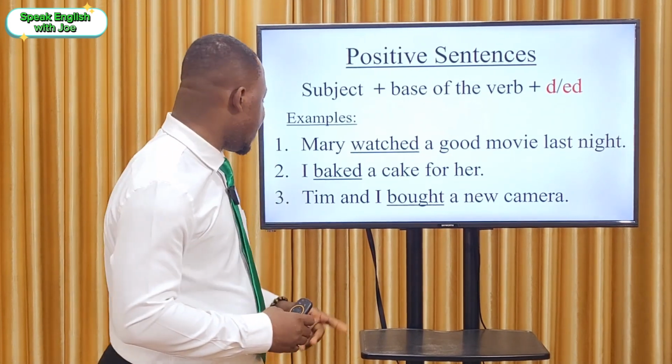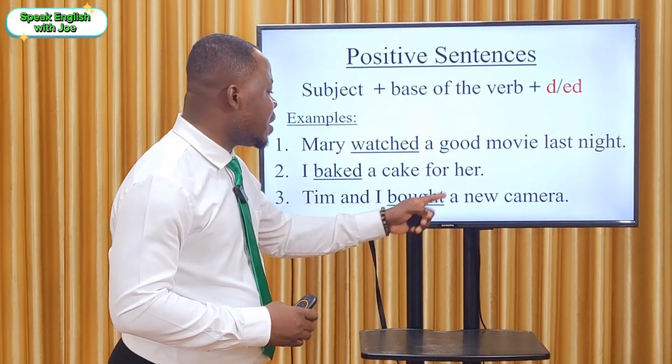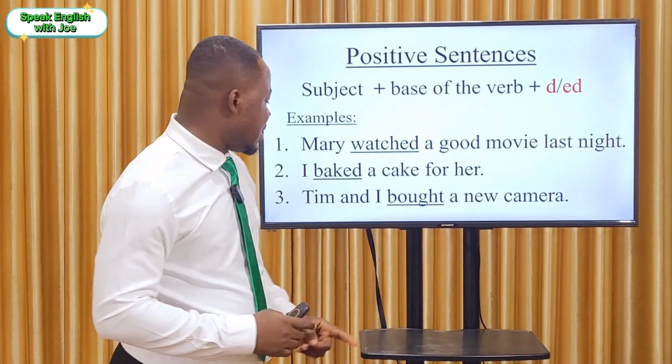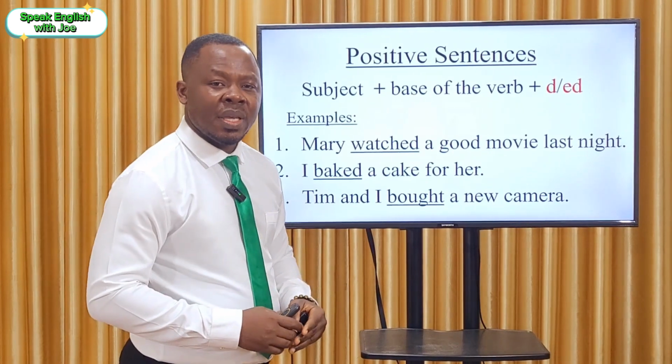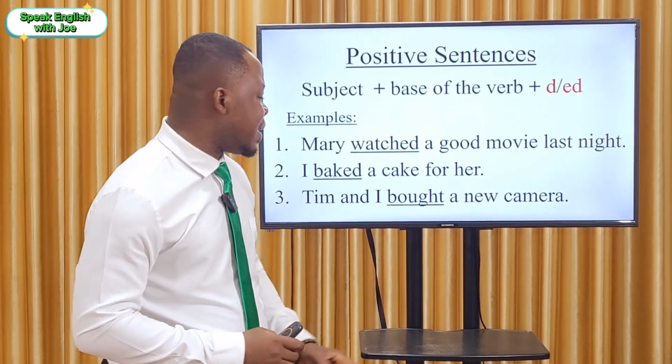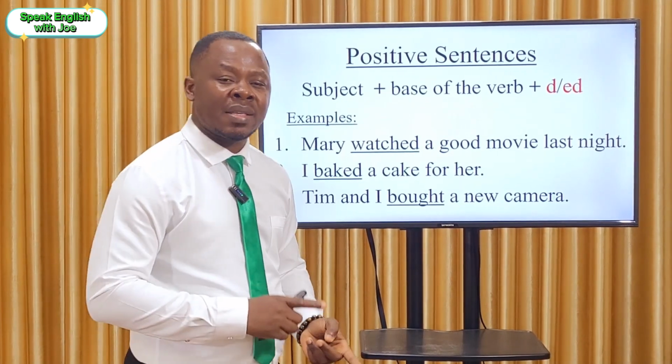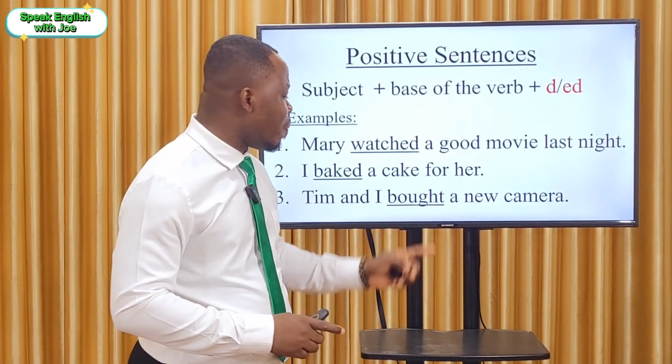And number 3, Tim and I bought a new camera. In this sentence, the subject is Tim and I, and the base form of the verb is buy, which is an irregular verb. So in the past simple tense, it changes to bought.